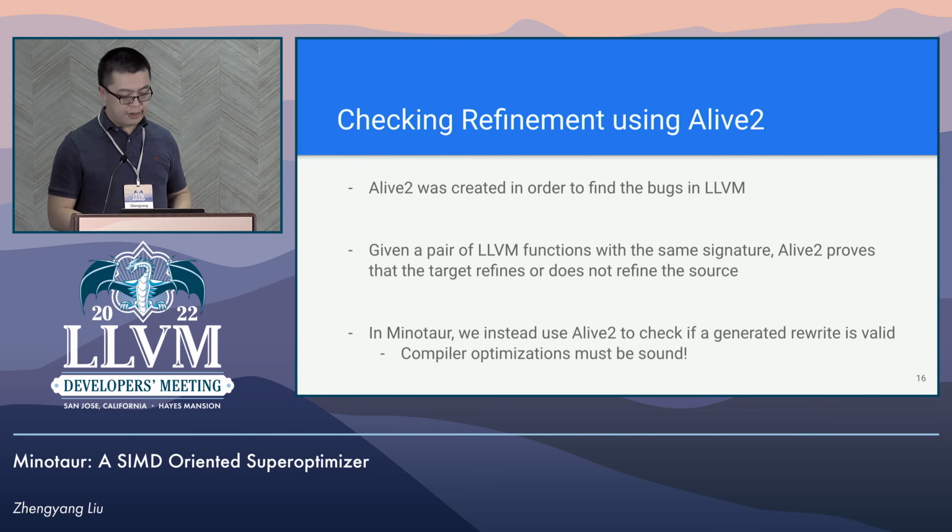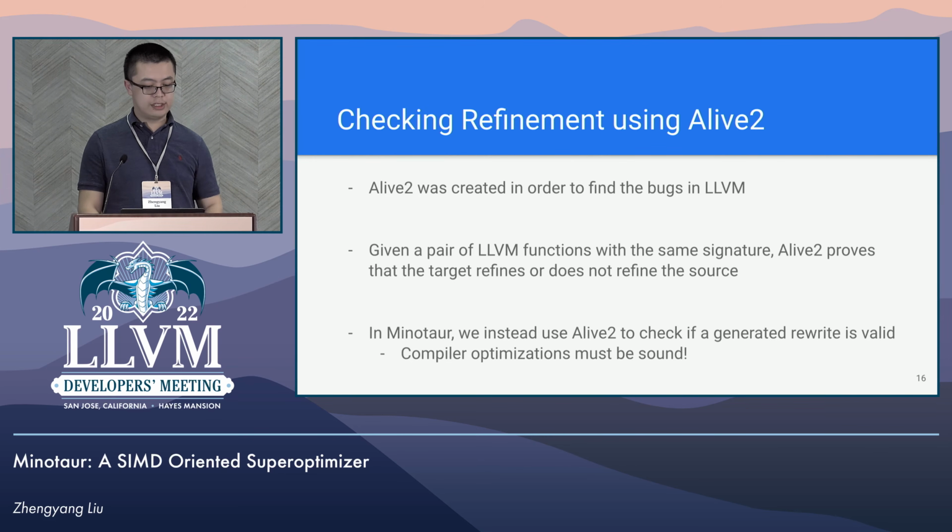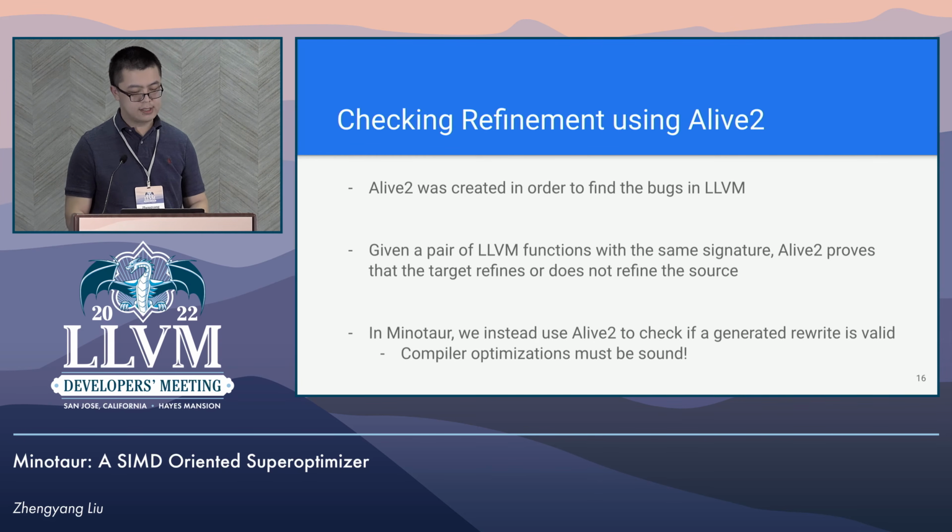Here, in this work, we used the Alive2 translation validator for this task. Alive2 was originally designed for finding bugs in LLVM. Given a pair of LLVM functions, Alive2 proves whether the source function can be replaced with the target function or not. In Minotaur, we use Alive2 to check if the right-hand side is a valid rewrite of the left-hand side.